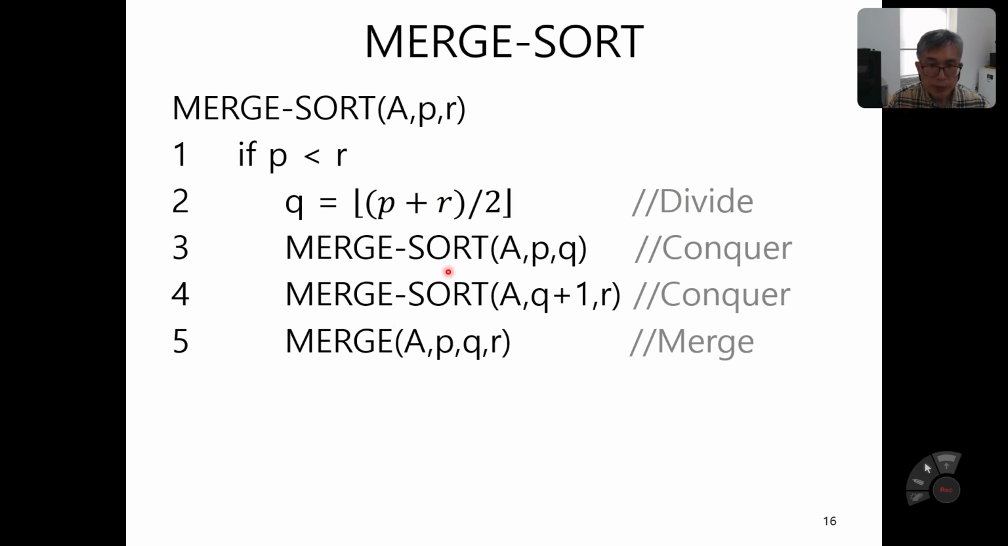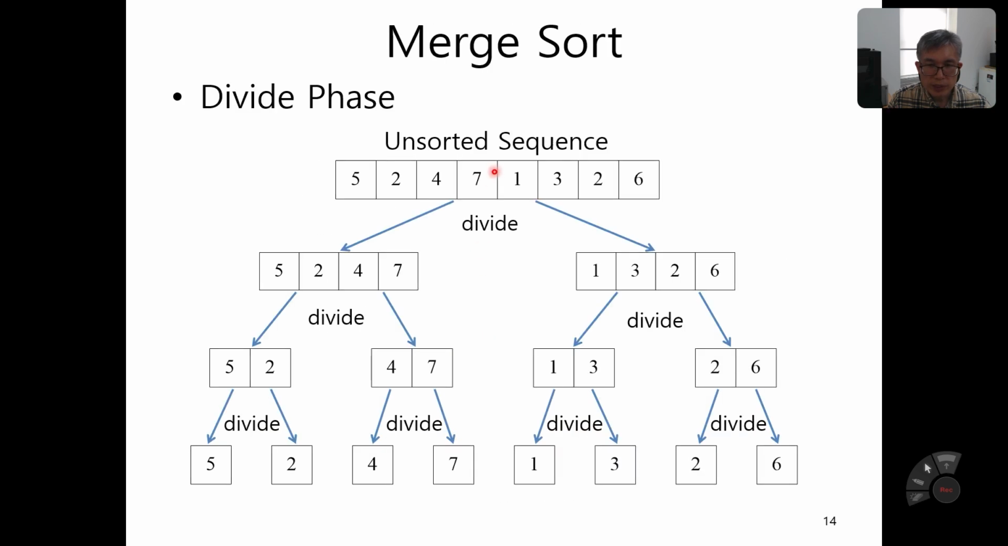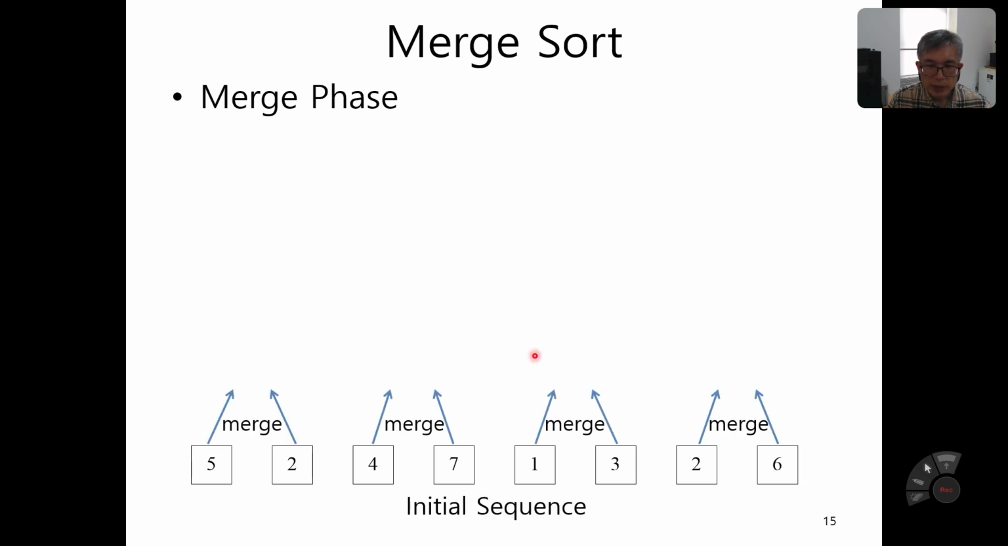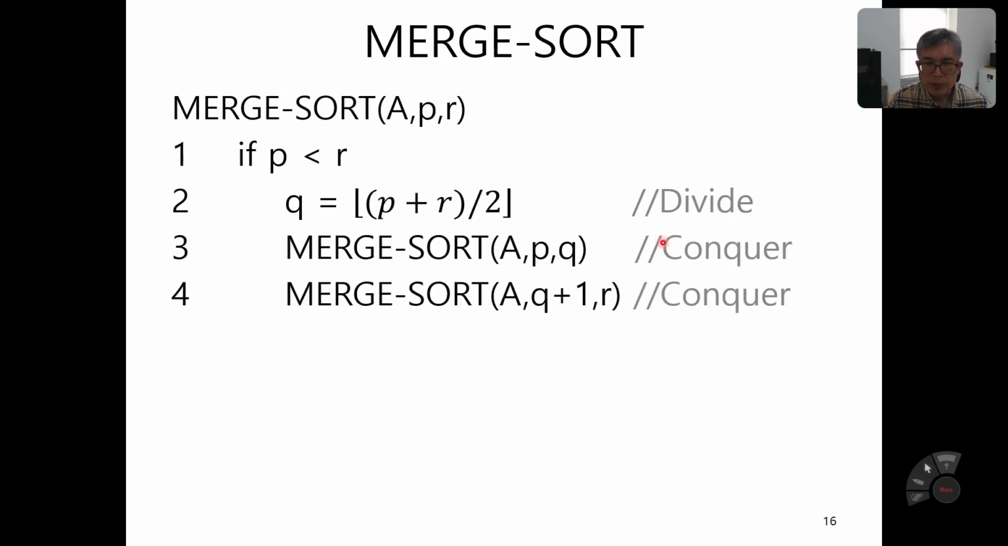This is called recursively, so this call and this one repeat. This call eventually divides further. So this is divide, and then conquer, and after that the merge. So divide and then conquer, and after that the left half and the right half are merged. This is called the merge.